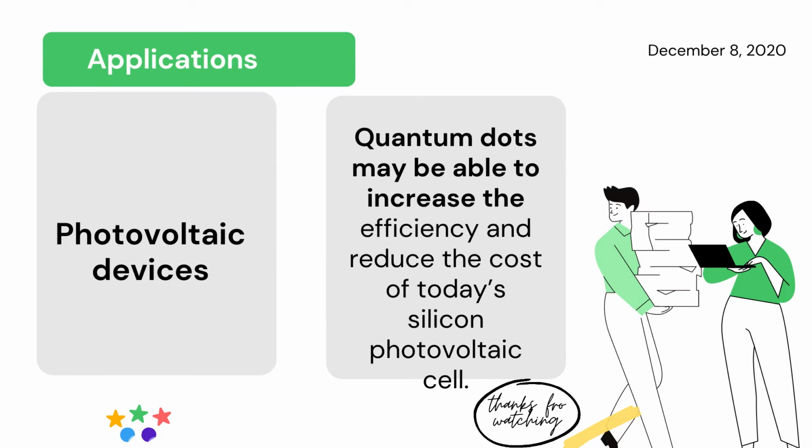Another application of quantum dots is the photovoltaic device. Quantum dots may be able to increase the efficiency and reduce the cost of today's typical silicon photovoltaic cell. Quantum dot photovoltaics would theoretically be cheaper to manufacture, as they can be made using simple chemical reactions.